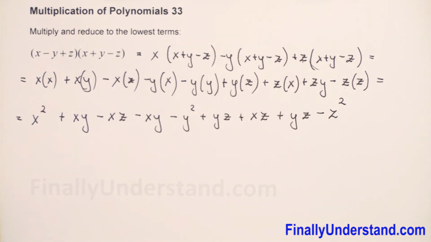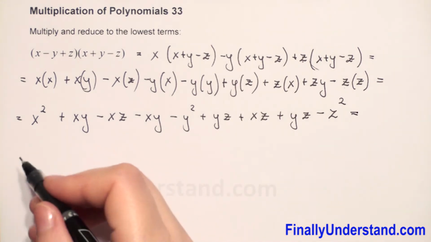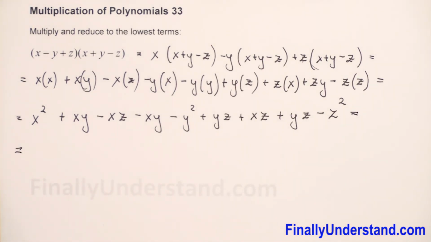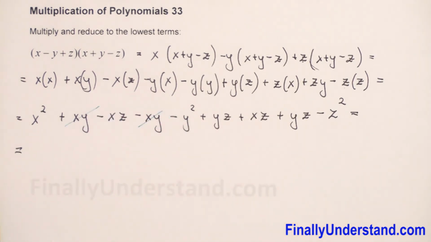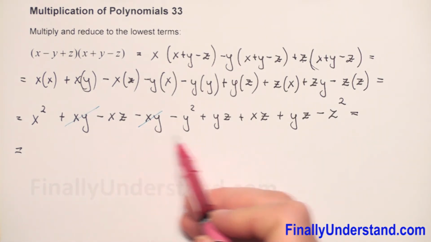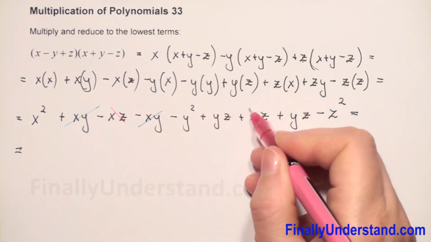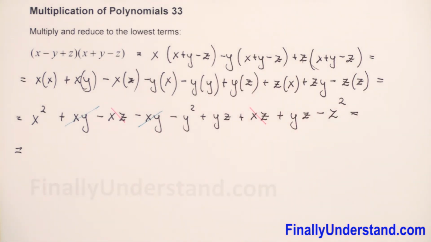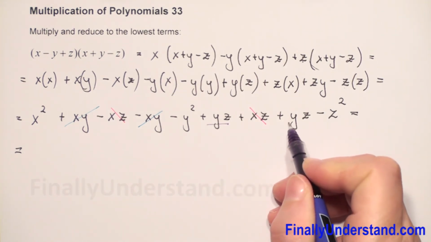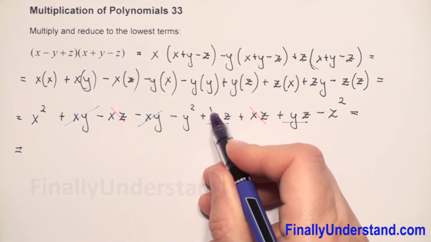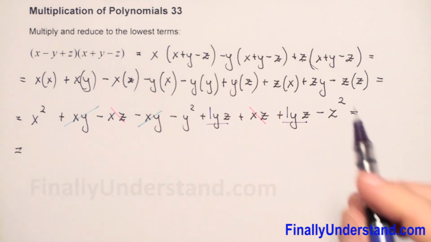Now we have to check if we can combine the like terms. If we have like terms, we have xy, positive and negative xy, so we can cancel out. Next we have negative xz, positive xz, so we can cancel out. And what else we have here? We have positive yz and positive yz, but here is like an invisible one, coefficient 1.